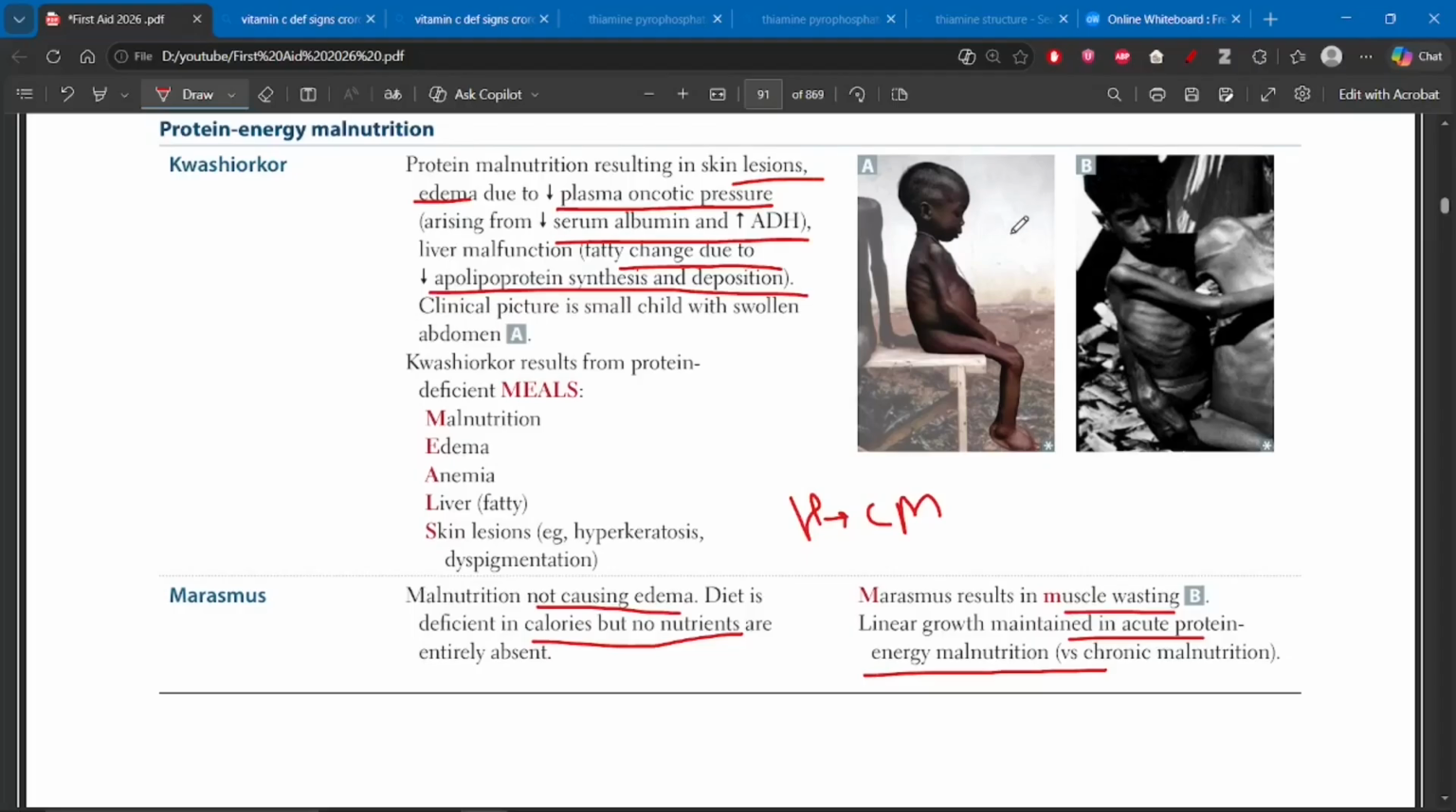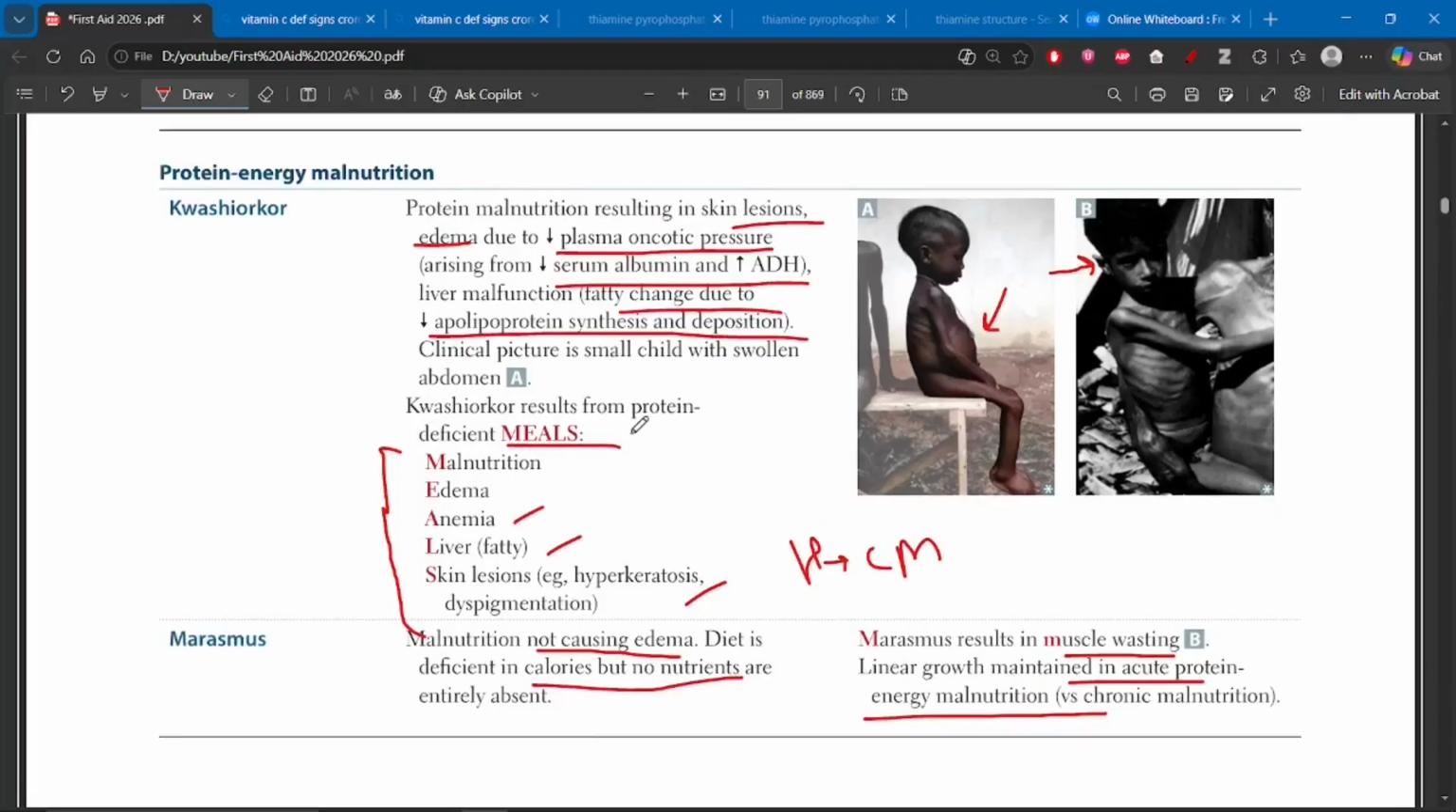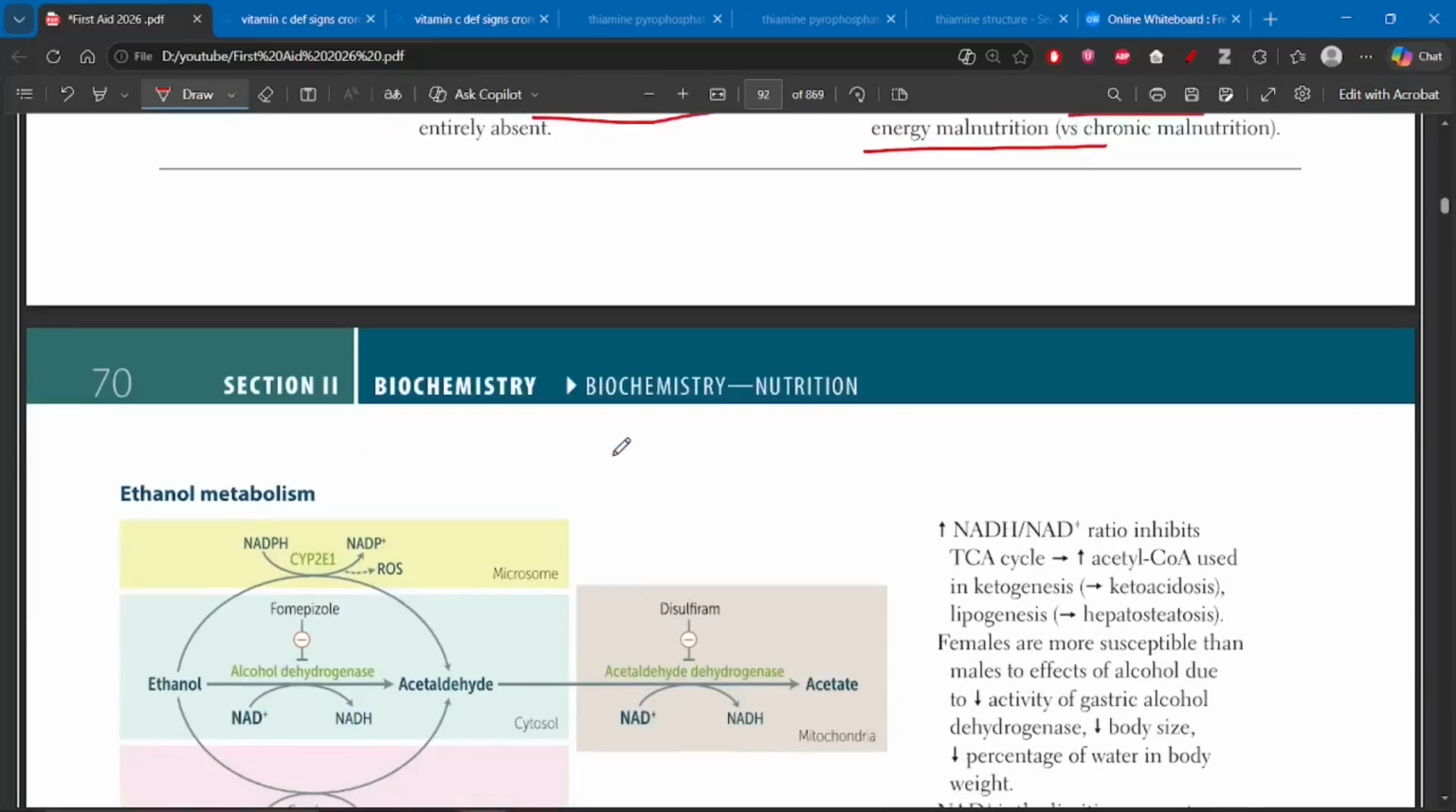And this child with the swollen belly is a Kwashiorkor child. This one is the marasmus child. Kwashiorkor results from protein deficient meals, and this is the symptom mnemonic. So it can cause anemia, fatty liver, skin lesions, hyperkeratosis, dyspigmentation. So you must understand the difference between both of them, although it's quite basic.